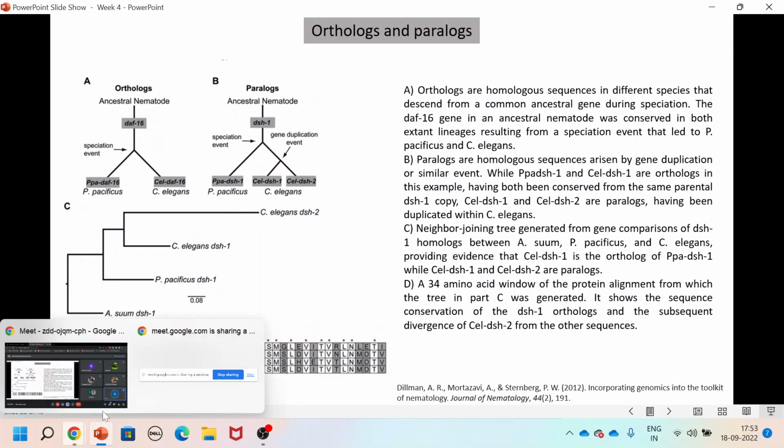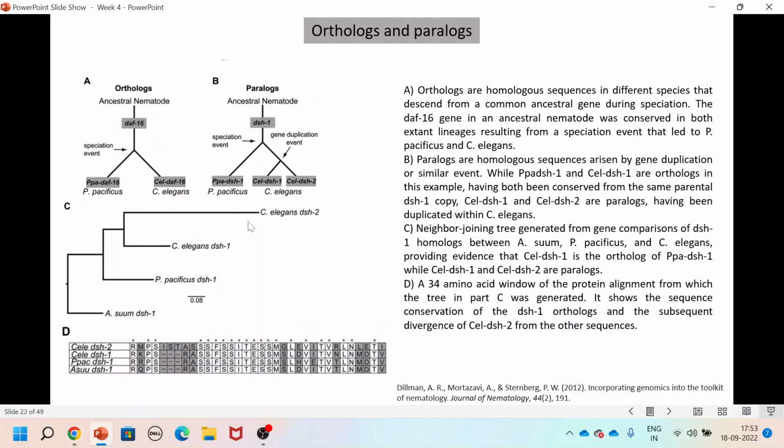So, Ricky, is that clear? We can also look at figure C, where based on the percentage similarities between these genes, we have made a phylogenetic tree, considering that both Pacificus and C. elegans have originated from a common ancestor. How did we come to this conclusion? We came to this conclusion by finding the similarities in the gene DAF16, which is present in Pacificus and also present in C. elegans.